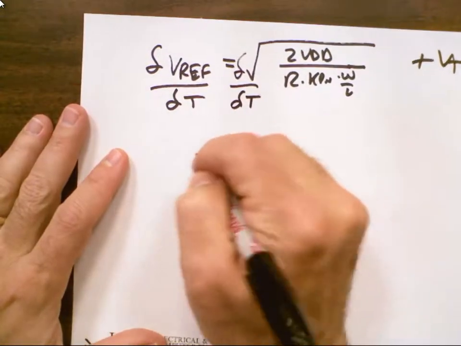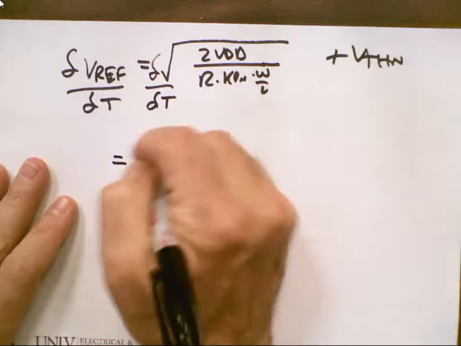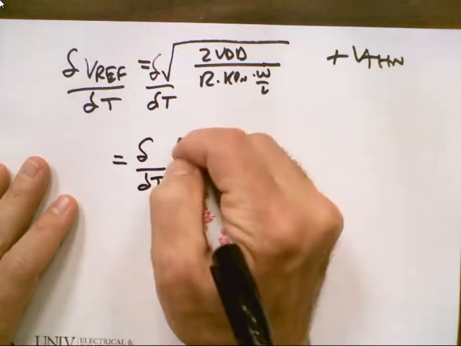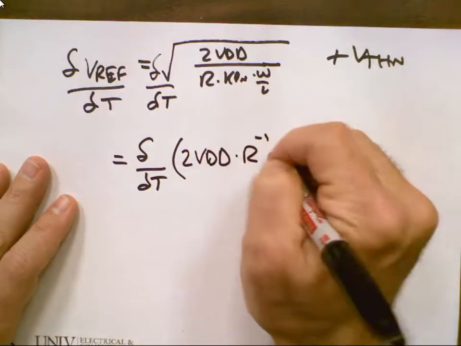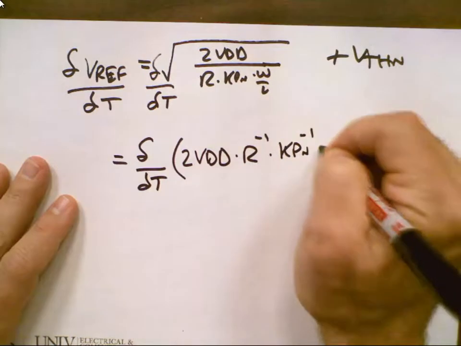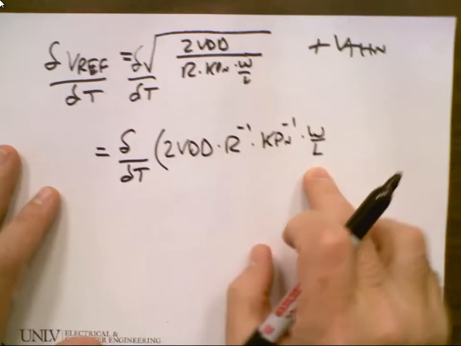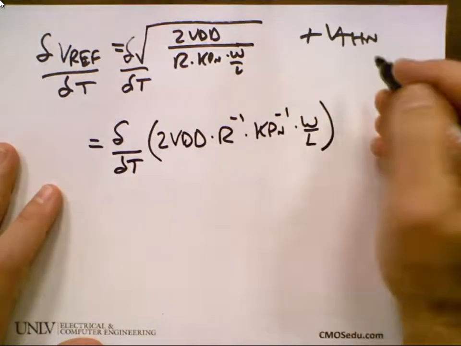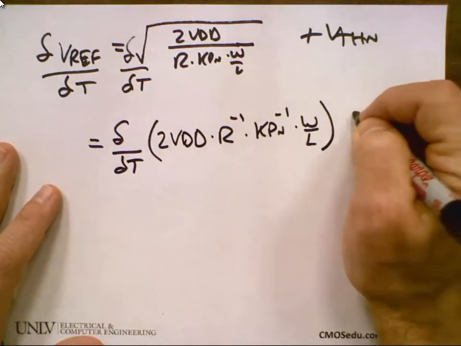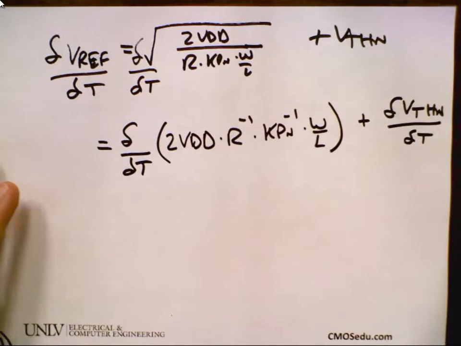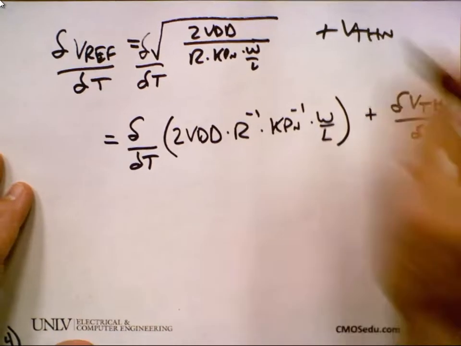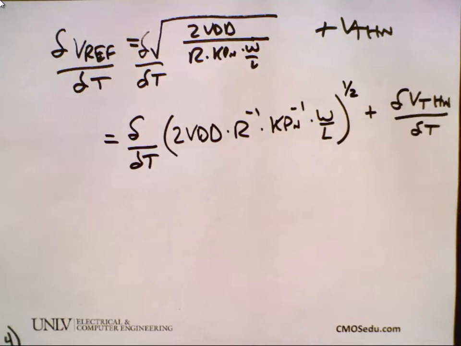And I'm going to rewrite this, just to be really clear, of 2 VDD times R to the minus 1 times Kp sub n to the minus 1 times W over L. Does the W over L change with temperature? No. And then times or plus the change in threshold voltage with temperature. Oh yeah, thank you. Okay, does everybody see how I did this? Okay, so now I'm going to take the derivative of each one.